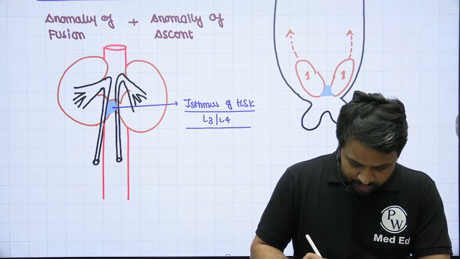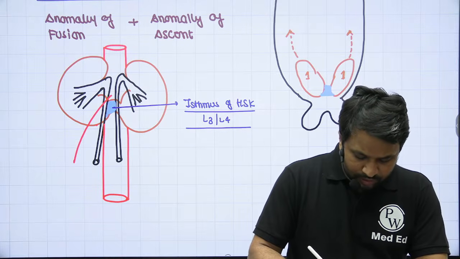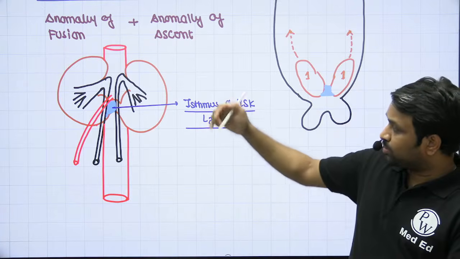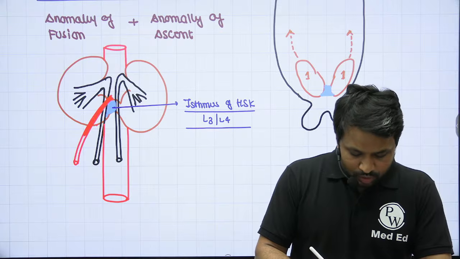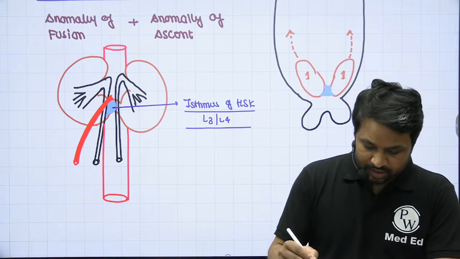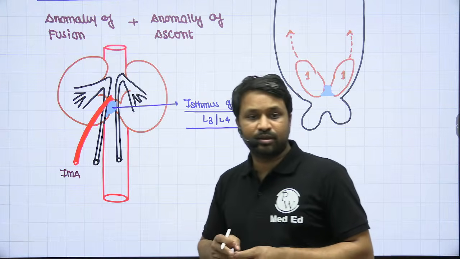So obviously all the renal arteries and everything, I'm not going to talk about it, but it's a blood vessel that is going to originate from the aorta and override. It goes above the isthmus of the horseshoe kidney. Now this blood vessel that goes on top of the isthmus of the horseshoe kidney is your inferior mesenteric artery.